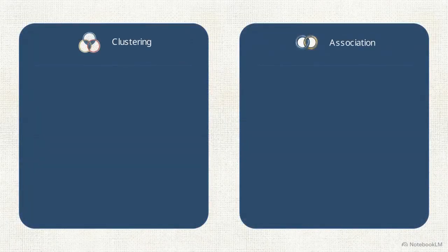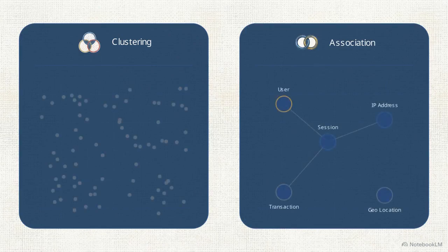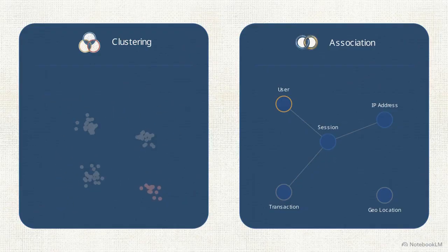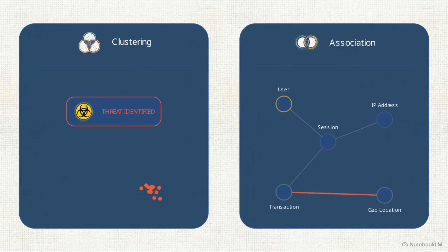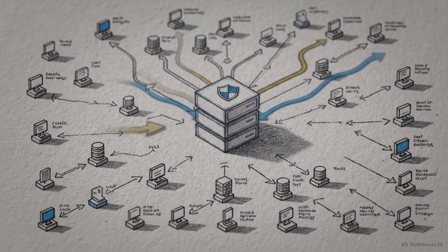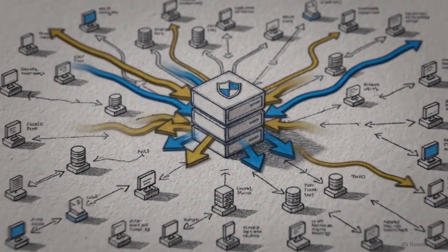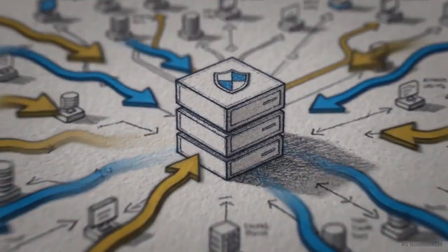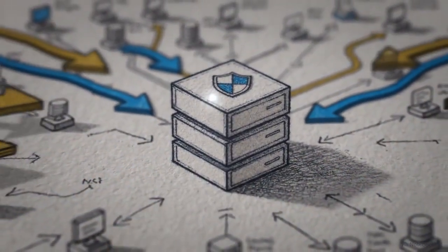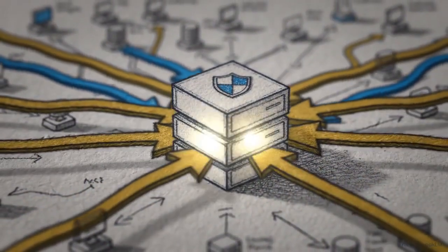A dashboard displays a clustering scatterplot on the left and an association node map on the right. Clustering groups unknown behaviors to isolate new malware variants. Simultaneously, association analysis maps transactions to geographic locations to trigger fraud alerts. When combined, these two techniques allow network monitors to detect highly complex, distributed, coordinated attacks, such as massive botnet activity.